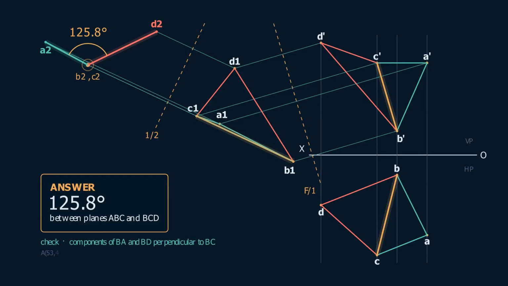One last thing, so you can trust the drawing. Forget the projections for a moment and treat the 4 points as coordinates in space. Take the parts of BA and BD that are square to BC, and find the angle between them. It comes out 125.79 degrees. The drawing and the arithmetic agree, which is exactly what a correct construction should do.